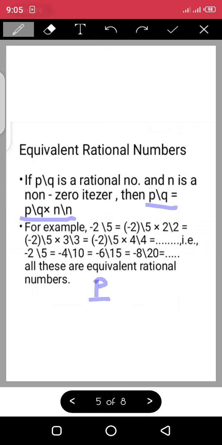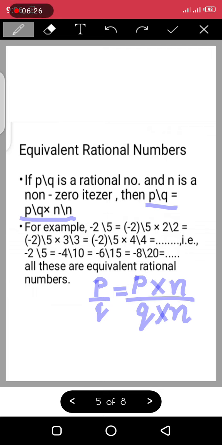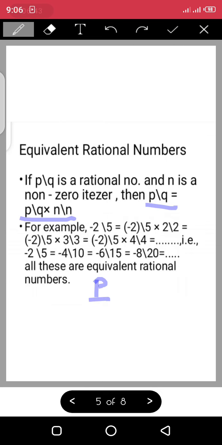p by q is equal to p into n by q into n. It means if p by q is a rational number, then n is a non-zero integer, which means it can be any integer other than 0. Then p by q is equal to p into n by q into n, which means it exists in this form. So let's see this through an example.